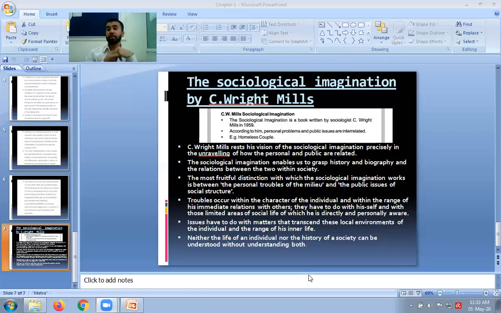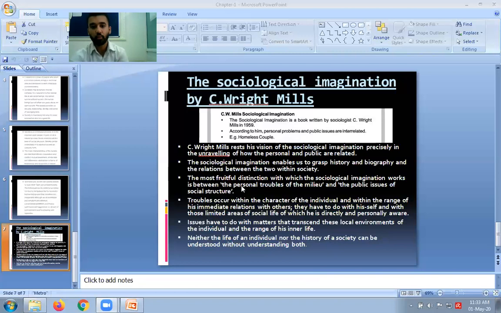If a particular couple has become homeless, if they don't have shelter to live under, then we always try to understand their history and their biography, how their life has gone through what kind of circumstances. So we try to understand the history, the biography, the life of a particular situation or problem. Then only we can come to a conclusion and understand what can be done to address and solve the problems.